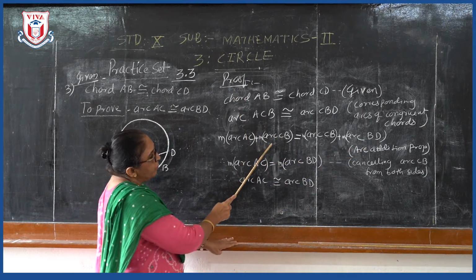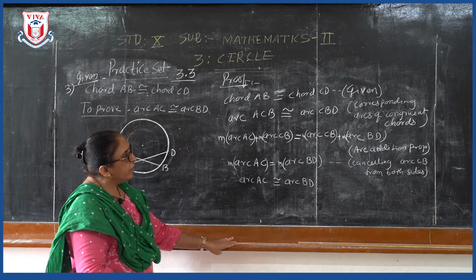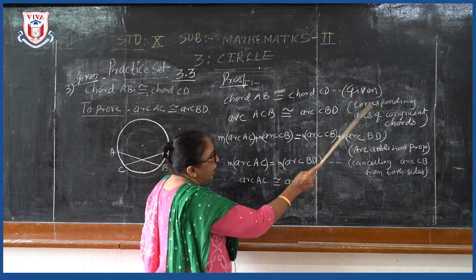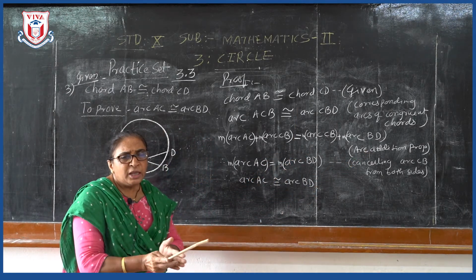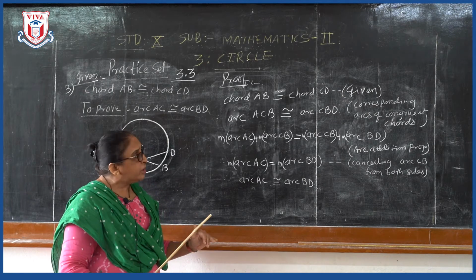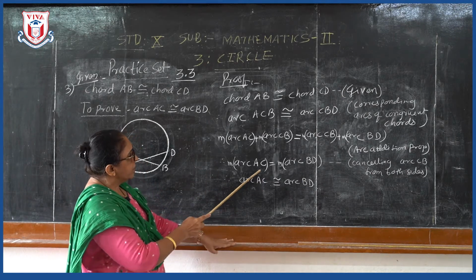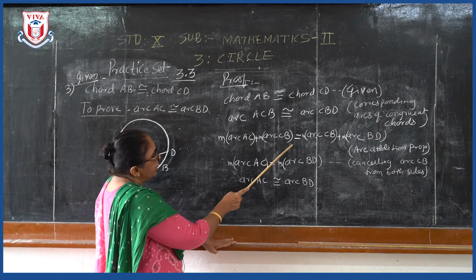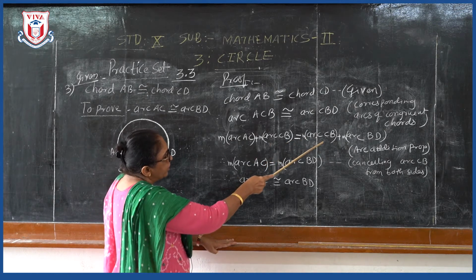Now, the reason you can write is the arc addition property, meaning in the same way we have split the main arc into 2 parts. Now on both sides, if you see, arc CB is common.